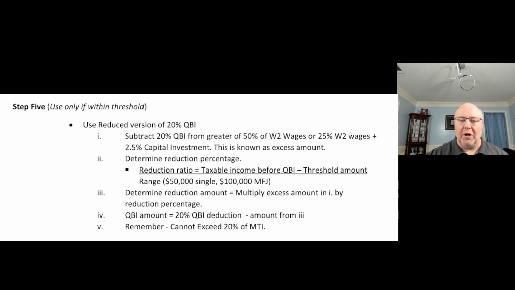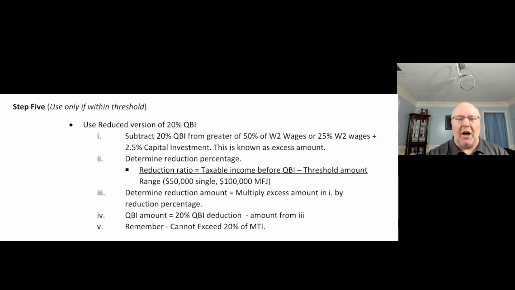The first thing we're going to do is take the 20% of QBI. Like I said, every single time we started out with the 20% of QBI, and every single time we end with 20% of modified taxable income. That never changed, and that's still true here. So we take our 20% of QBI, and then when we were dealing with the above-the-phase-out amount, we used a different test.